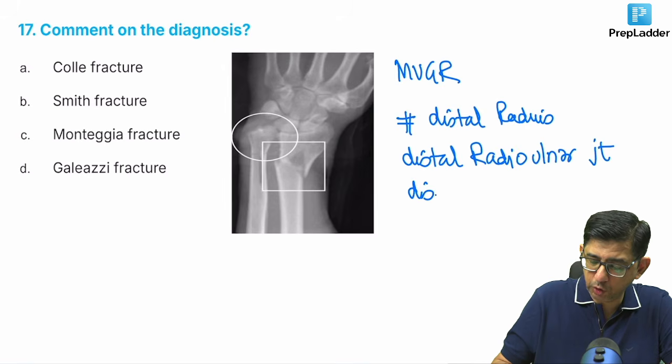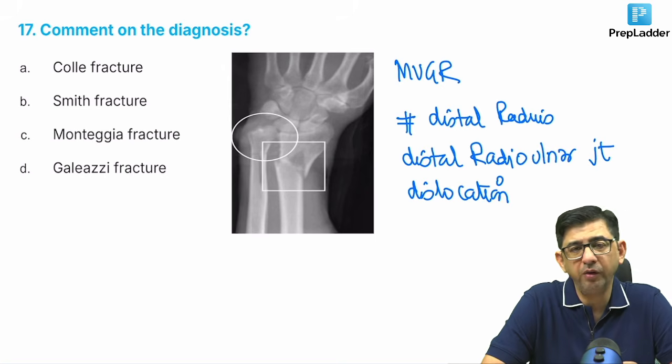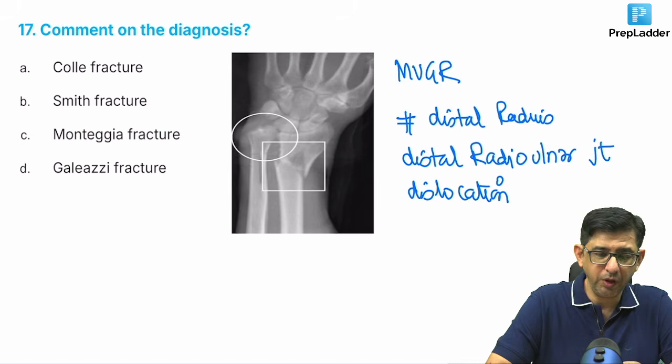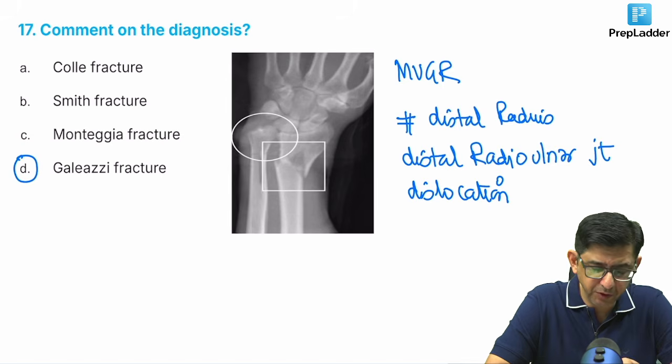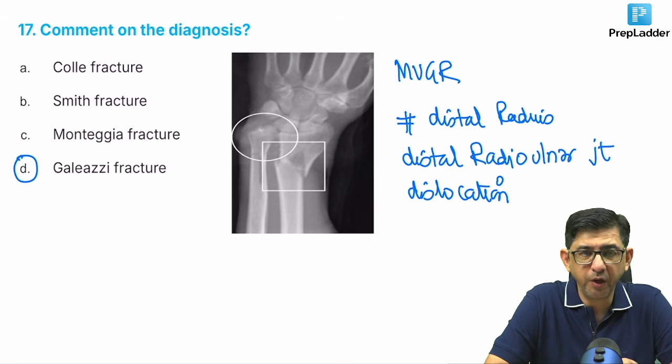The combination of the two, you have to remember both the things, distal radius fracture and distal radio-ulnar joint dislocation, that would be called as Galeazzi's fracture. So the answer to question number 17 is option number D. Yes, Ajay, you were spot on for this one. Mugger mnemonic had to be identified.